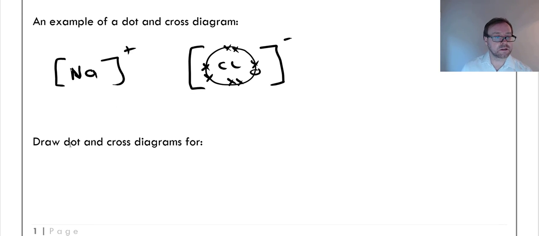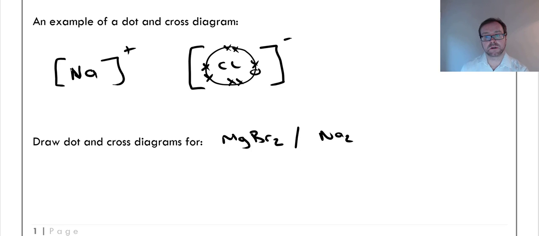Okay, right, your turn. Let's have a go at drawing a dot and cross diagram for magnesium bromide. It's slightly more difficult, but I'm sure you can figure it out. We'll do one more, and let's do sodium sulfide. Have a go at drawing them and we'll go through it in a minute.